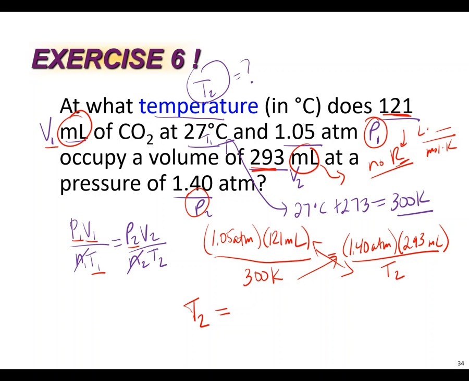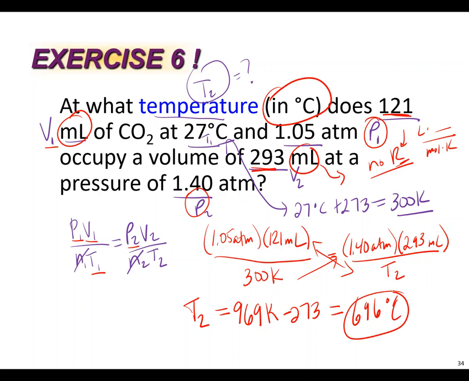There we go, I got it. Should have gotten a really large temperature: 969 K. Now the other thing to remember here is they wanted it in Celsius, so I need to subtract the 273. I do that, and I get 696 degrees Celsius as my final answer. So this one is using all the combined stuff.